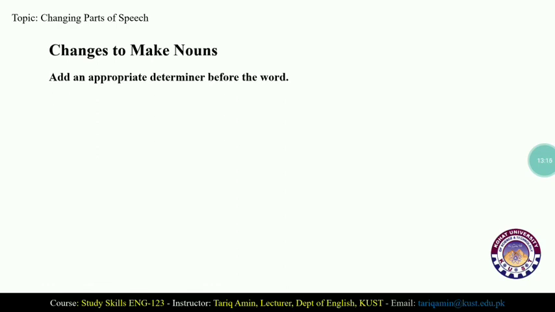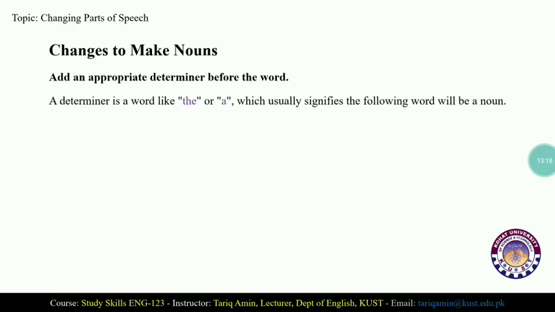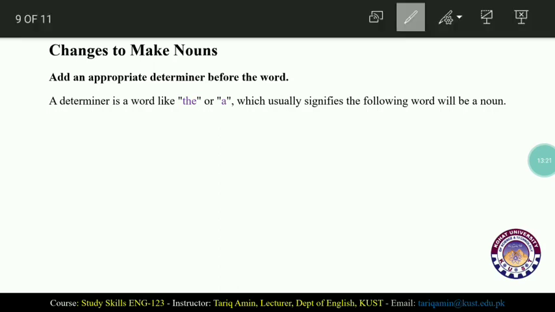Now add an appropriate determiner before the word. For example, a determiner is a word like the, a, or an, which usually signifies the following word will be a noun. When we add the or an before a word, it signifies that the word is a noun. For example, when we add the before book, it signifies that book is a noun. When we say a boy, when we add this determiner a with a word, it shows that the coming word is a noun.